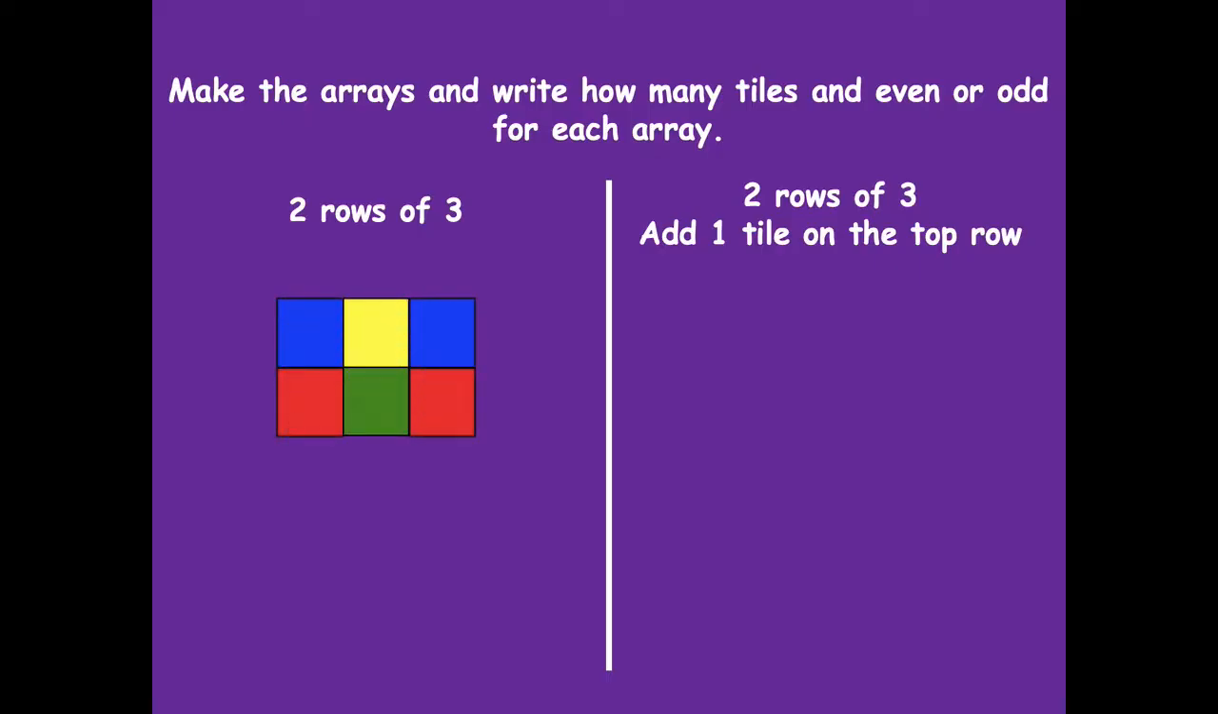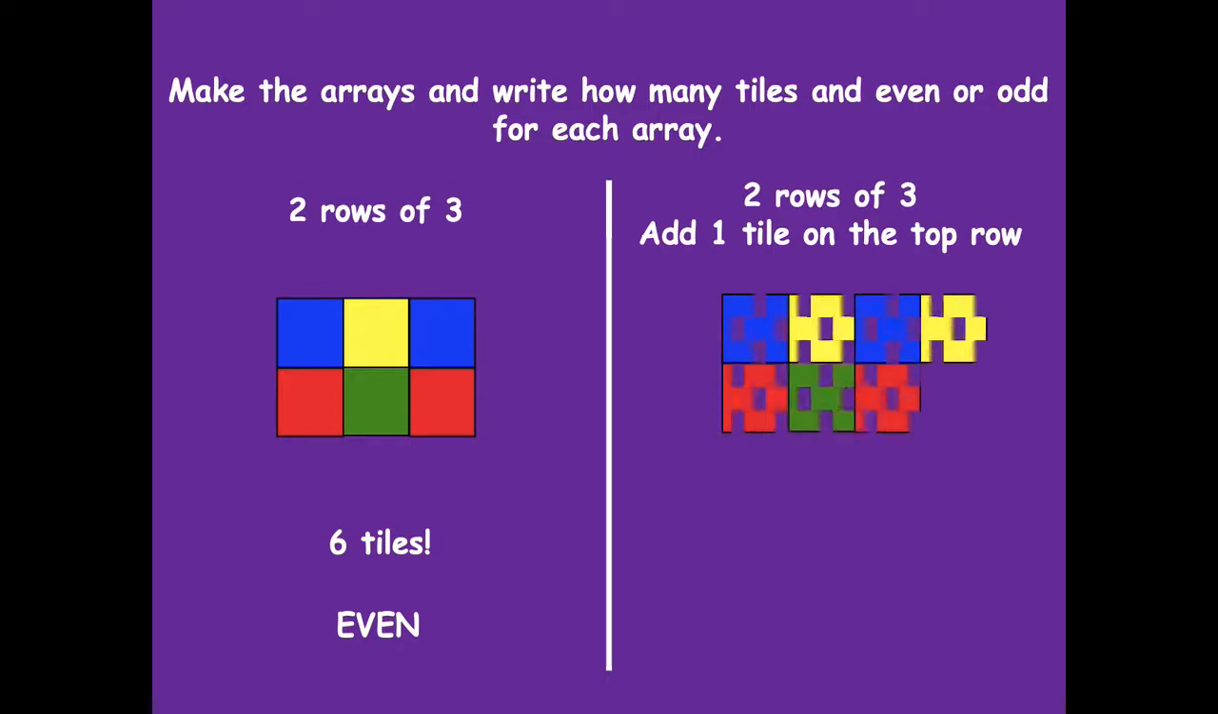All right, so here's my 2 rows of 3. 2 rows of 3 is 6 tiles, and we know that 6 tiles is even. Let's come over to my 2 rows of 3 and then add 1 tile on the top row. So there we go. So we have 2 rows of 3 plus 1 more up there. That's 7 tiles, and 7 tiles is odd, right? Because that last one doesn't have a partner.